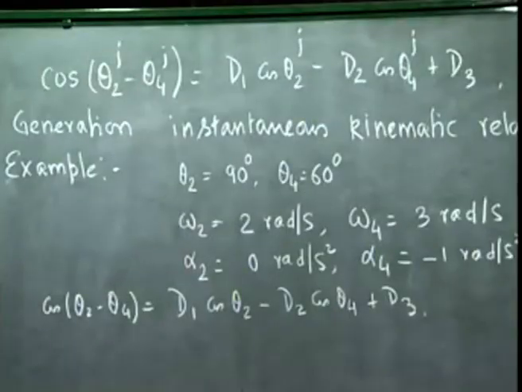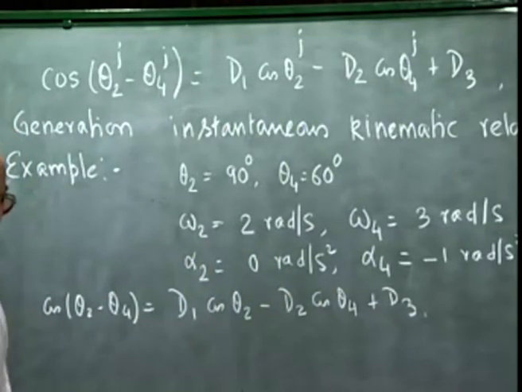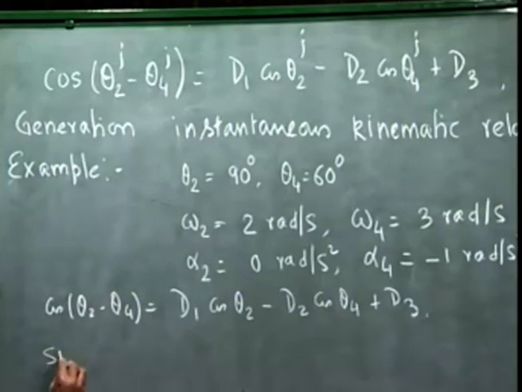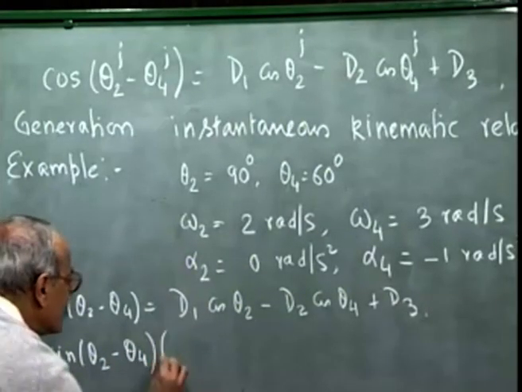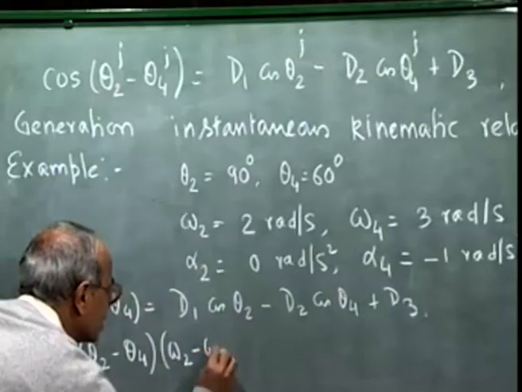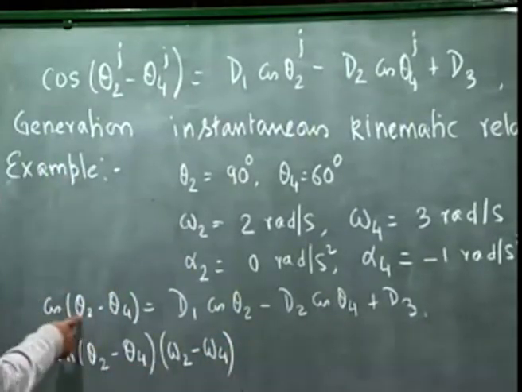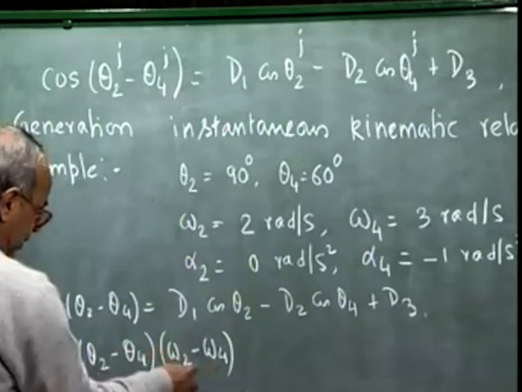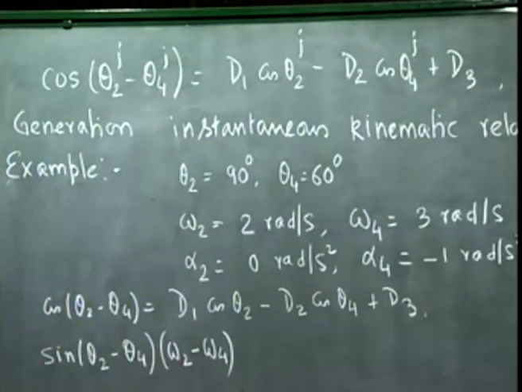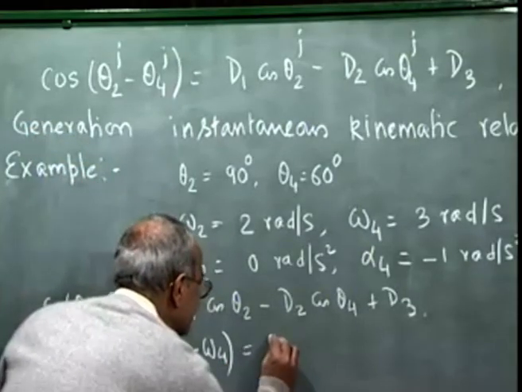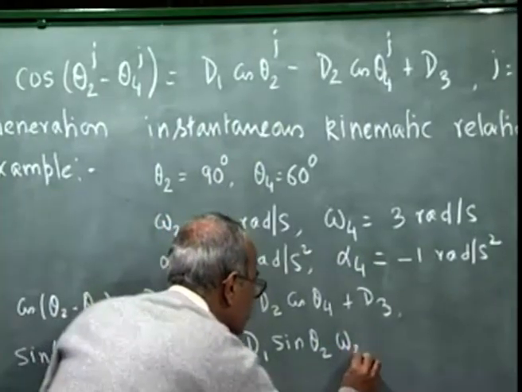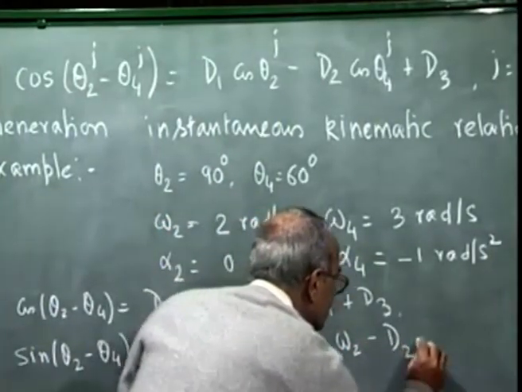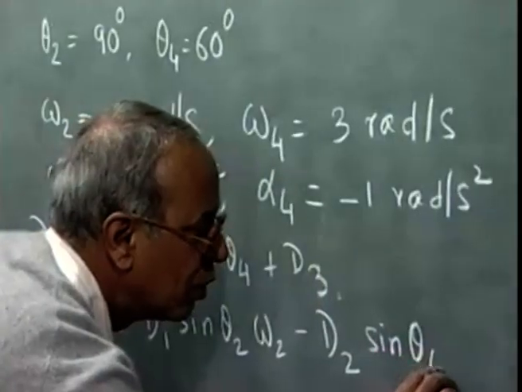Since this equation is valid for all instants, we can differentiate this equation with respect to time, and that gives me sine theta 2 minus theta 4 into omega 2 minus omega 4, where omega 2 is d theta 2 dt, angular velocity of the input link, and omega 4 is the angular velocity of the output link, and that is equal to d1 sine theta 2 omega 2 minus d2 sine theta 4 omega 4.